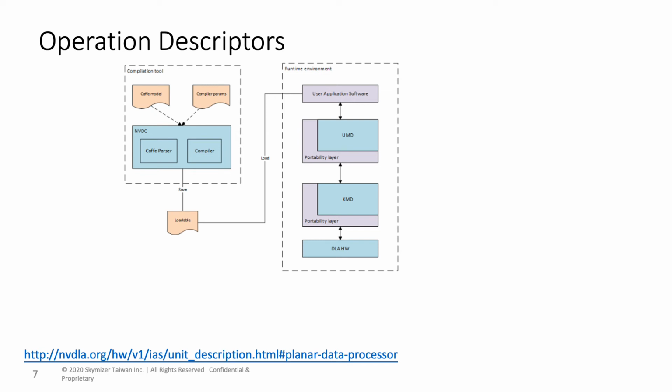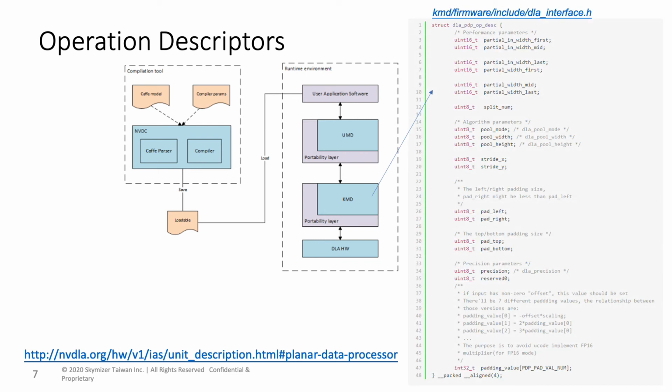Inside the officially released kernel mode driver, or KMD, there is an include file, dla_interface.h, which defines various hardware-related structures and parameters. One of them is called operation descriptors, or OP descriptor for short, such as the PDP OP descriptor, DLA_PDP_OP_DESC. The members of OP descriptors give us hints on the hardware parameters.